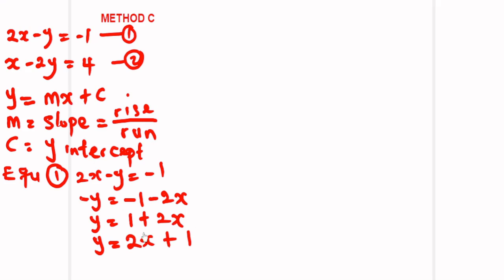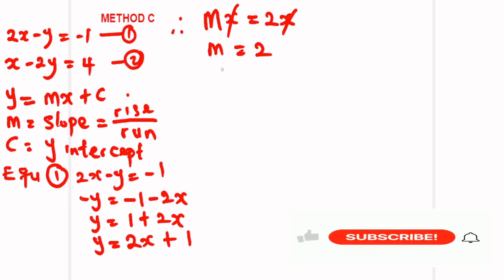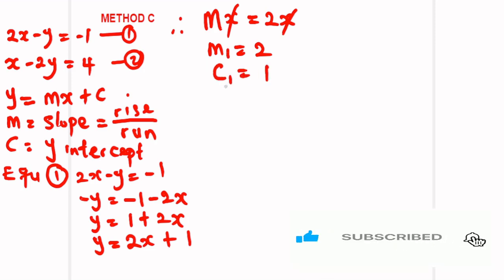So therefore, mx is equal to 2x. Remove the x, so that you'll be left with m. Now, m is equal to 2 for equation 1. Then for the value of c, we have plus 1. So meaning c is equal to 1. Let's call this m1 and c1 because this is for equation 1.